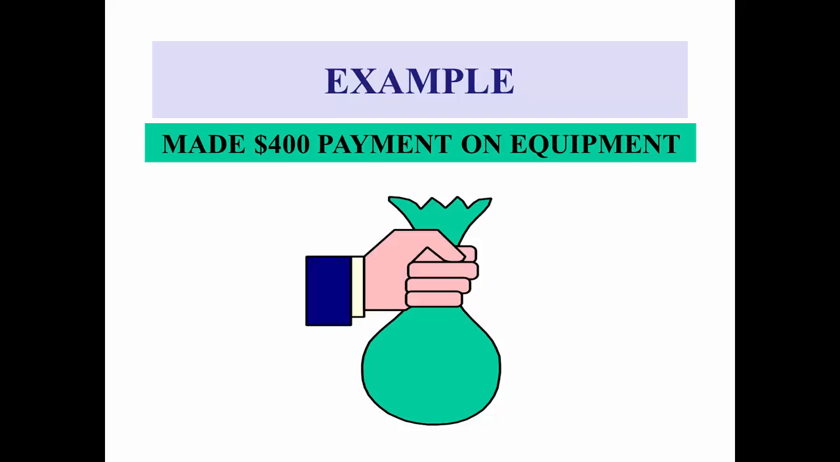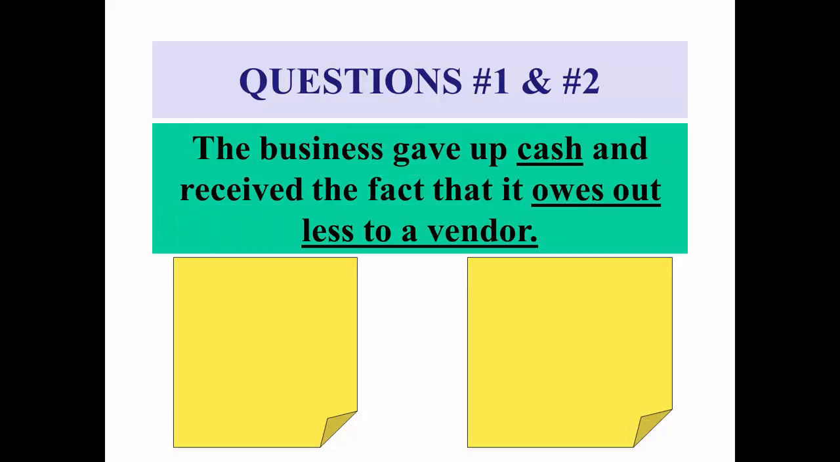Okay, here we made a $400 payment on equipment. The business gave up cash, and now it owes out less to a vendor. So we're making a payment. So every time you make a payment on your car, you own a little bit more of the car, and a little bit is taken off of your shoulders. Your shoulders are a little bit lighter. You owe out less. Eventually, when you make that last payment, it's such a freedom and a happiness that there's nothing weighing you down now. Hopefully the car still runs at that time.